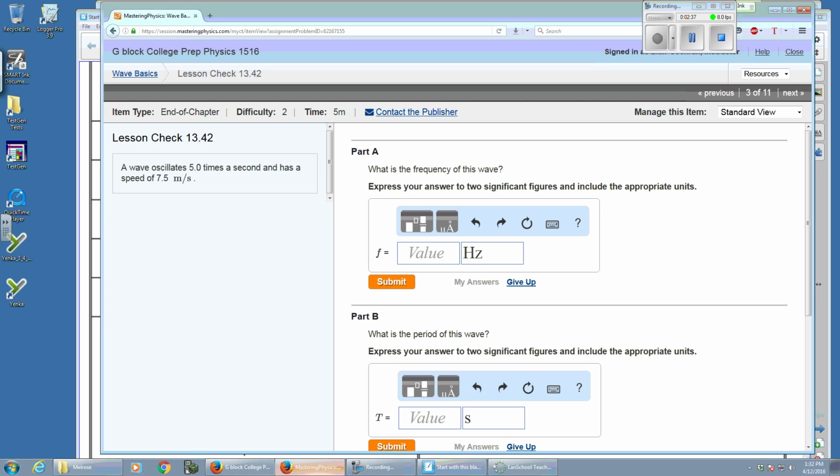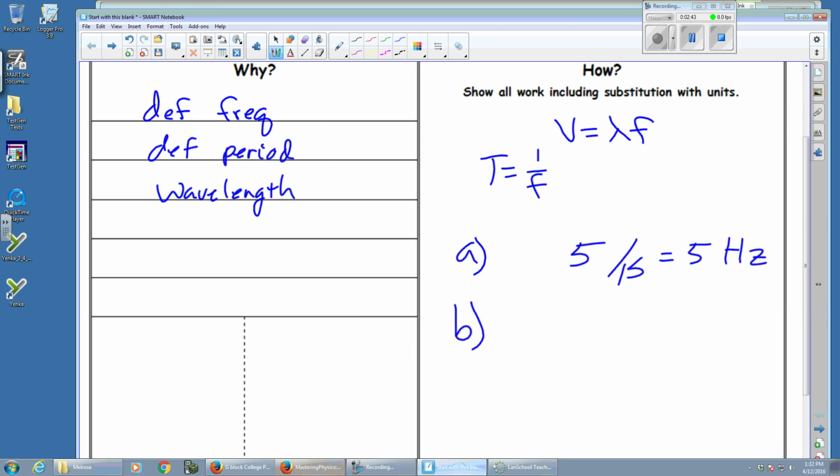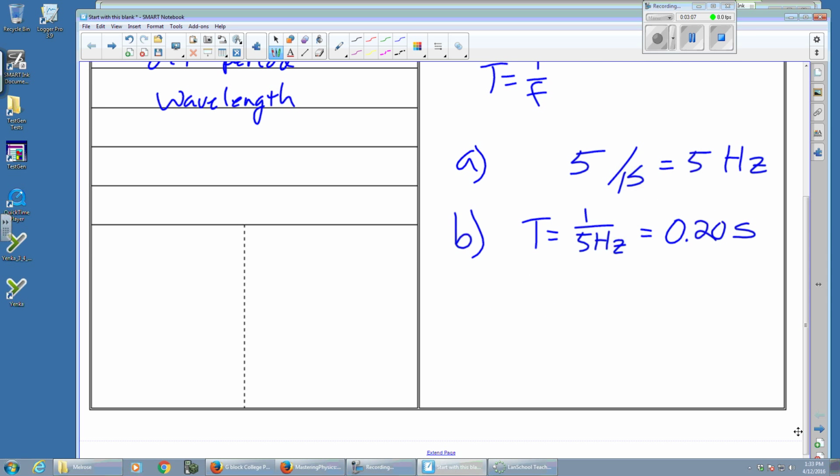Part B, what is the period of this wave? Here I'm going to use that period is 1 over the frequency. So 1 over 5 hertz, which equals 0.2 seconds. And they wanted 2 sig figs, so 0.20 seconds. If I'm going too fast, let me know, or if you need explanation.